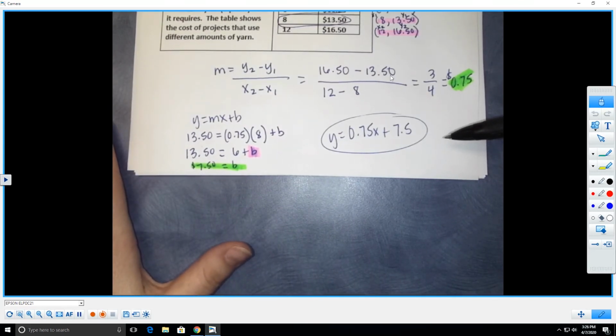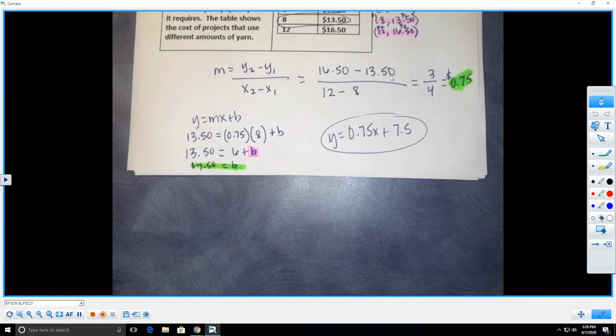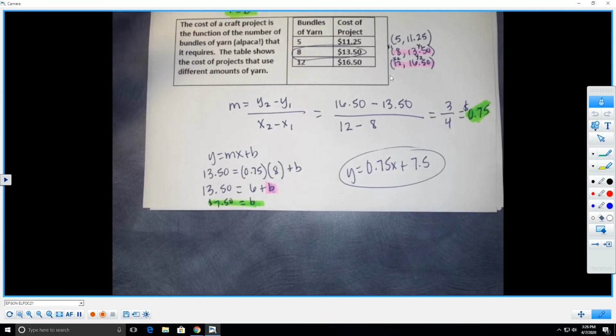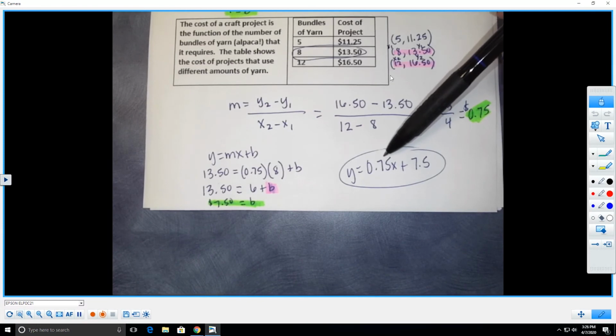Let's take one last minute to think about this in context. What does this model tell us? We can say that the initial cost is $7.50. So the initial cost of this craft project is $7.50 without using any yarn. But for every bundle of yarn we add to the project, the price is going to increase by 75 cents. I think we might be ready to give this a try on our own.